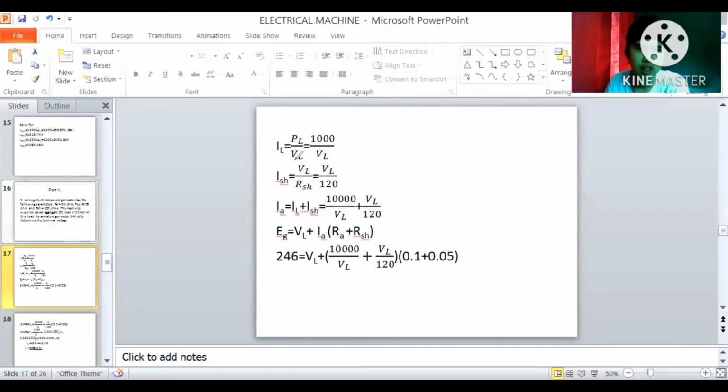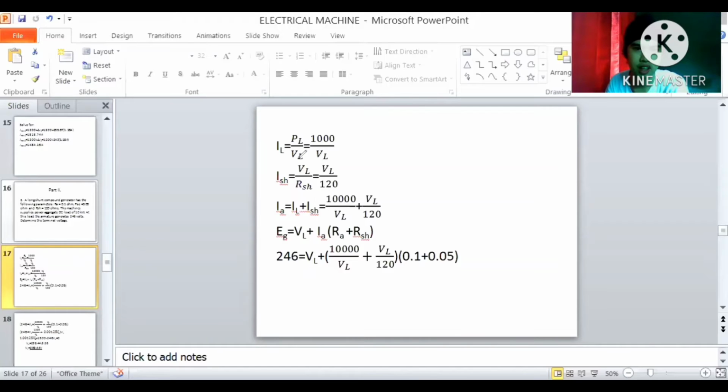So IL equals PL over voltage VL, equals 1,000 over VL. Then IH equals VL over RH, equals VL over 120. Then we combine to get IA. So IA equals IL plus IH.